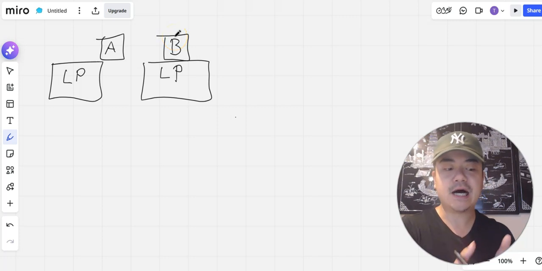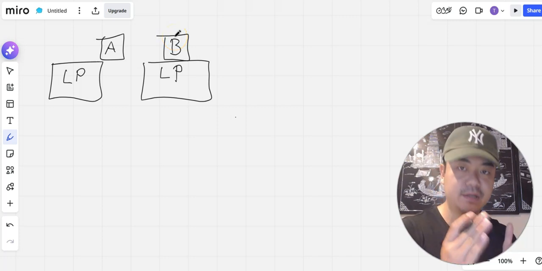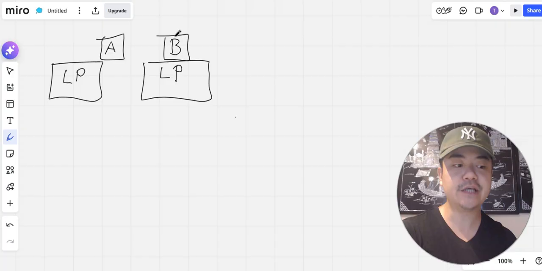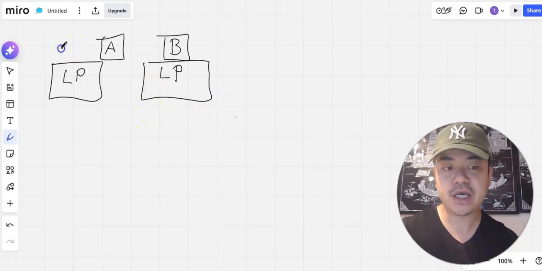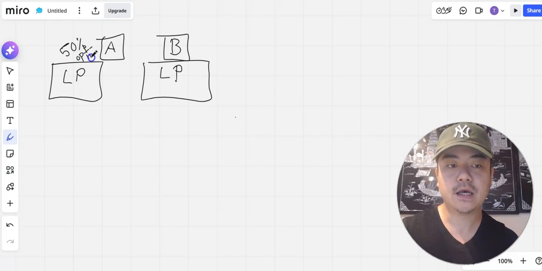What I did was split test two different landing pages. You never want to rely on just testing one landing page. Landing page A was converting at a 50% email opt-in rate, and landing page B was converting at 30%.